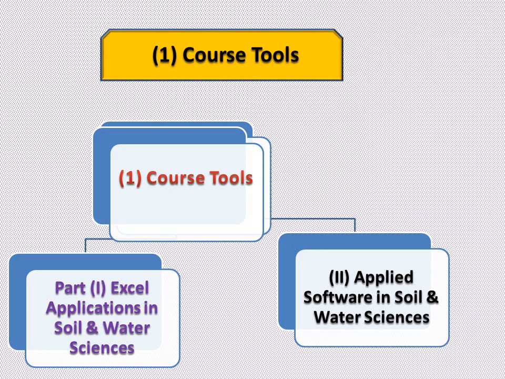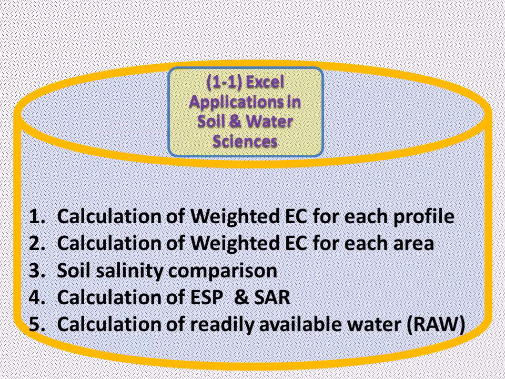These are the tools of our course. Two groups. The first group is the application of Excel sheets in soil and water science. The second group is applied software in soil and water science. For the first group, Excel application in soil and water science: calculation of weighted EC for each profile, calculation of weighted EC for each area, soil salinity comparison, calculation of ESP and SAR of soil, calculation of readily available water, RAW.